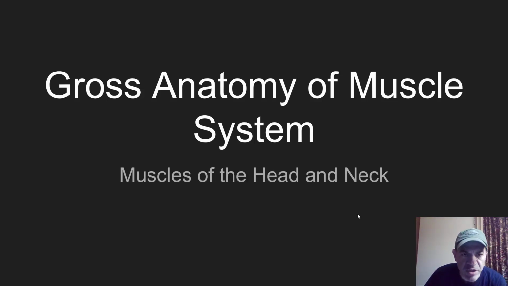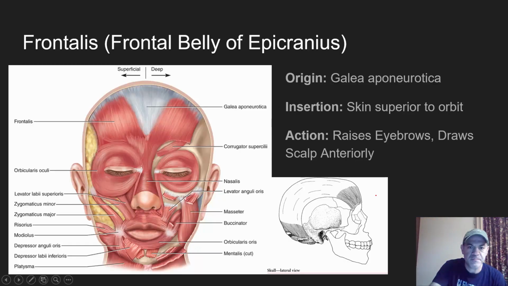So this is a tutorial on the gross anatomy of the muscle system, and in this tutorial we're going to be focusing on the muscles of the head and the neck. First muscle we're going to look at is the frontalis muscle.